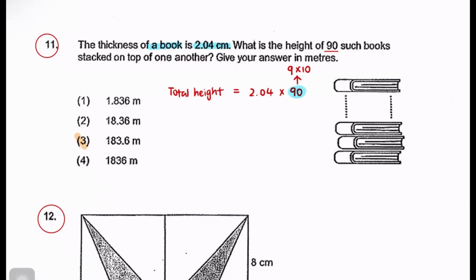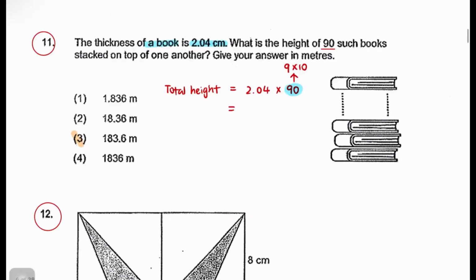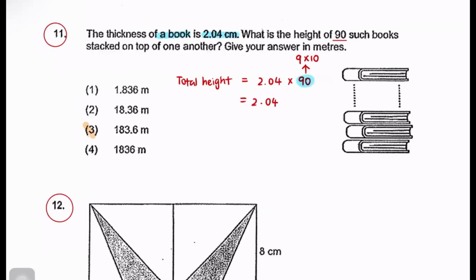So you cannot just move the dot only. When you move the dot, that trick is only when you multiply with 10, 100, 1000, where the first digit is 1. If the first digit is not 1, then you cannot just move the dot simply like that. You need to split up that number into how many times of 10, 100, or 1000. So in this case, this is 2.04 times 9 times 10.